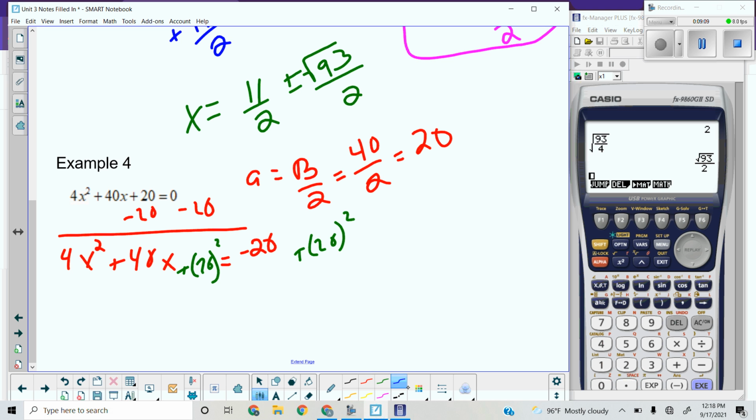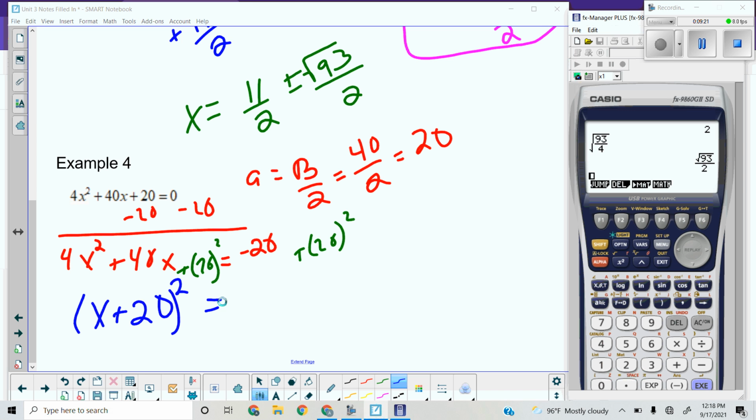So now we can factor this. X plus 20, and that whole quantity squared equals, I'm going to put the right side into my calculator, negative 20 plus 20 squared. And that equals 380.